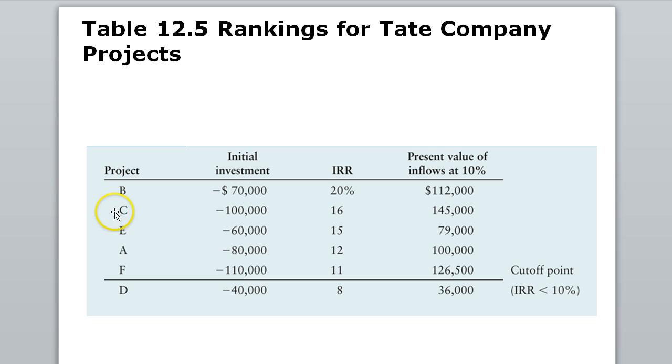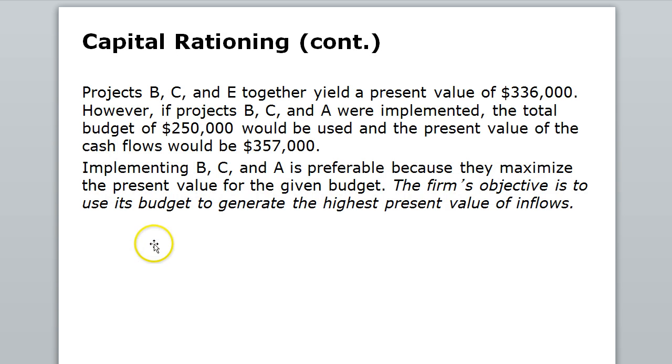So this would be B, C, and A. 70 plus 100 is 170,000, plus 80 gives us our $250,000 that they're talking about here. So the present value of those cash flows would be greater at 357,000. So implementing B, C, and A would be preferable because it maximizes the present value of the cash flows for the given budget. Now the firm's objective is to use the budget to generate the highest present value inflows of cash possible. That's really the objective.